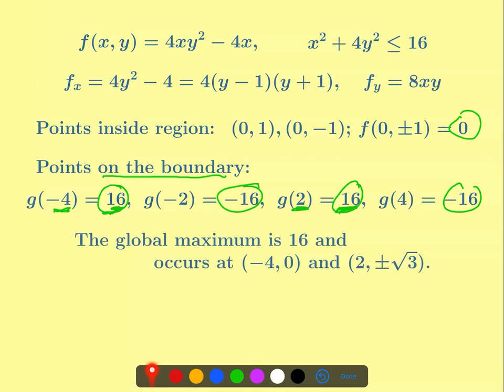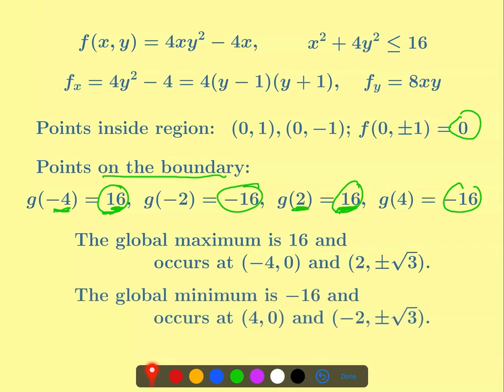So to summarize, the global maximum is 16, and it occurs at x equals minus 4, and there y was 0, and it occurs at 2 for x, and there y was plus or minus the square root of 3. For the minimum, we're going to get minus 16, and that occurs when x is 4, and then y is 0, and it also occurs when x is minus 2, and y is plus or minus the square root of 3. So we've determined the maximum and minimum values, and where they occur inside our region.